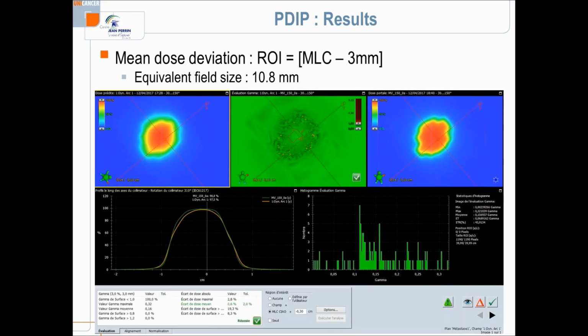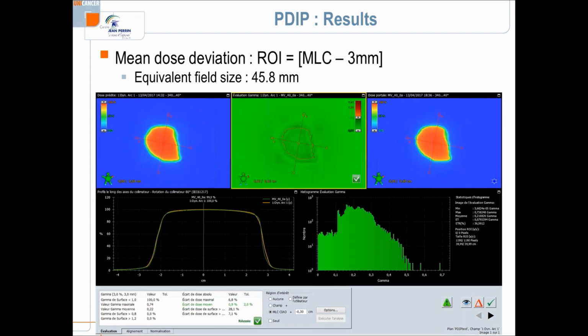Results for the PDIP. In this example, we can see the result for an equivalent field size of 10.8 millimeters. We can see that the two profiles, predicted and measured, are similar, and the region of interest in the center of the picture is very small.